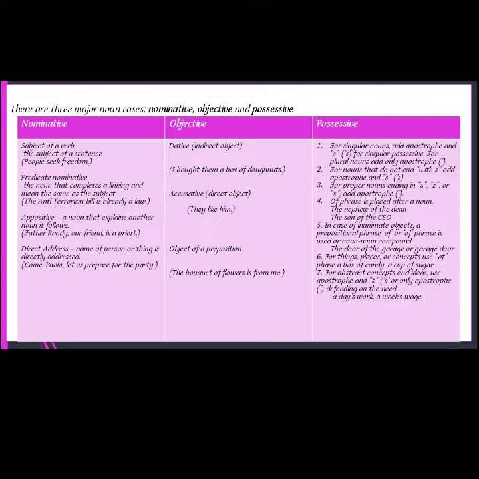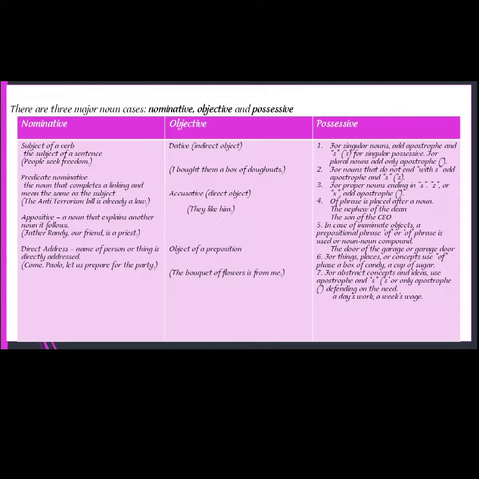Objective, dative, indirect object. For example, I bought them a box of donuts. Accusative, a direct object. For example, they like him. Object of a preposition. Example, the bouquet of flowers is from me. While possessive, for singular nouns, add apostrophe and s. For singular possessive. For plural nouns, add only apostrophe.